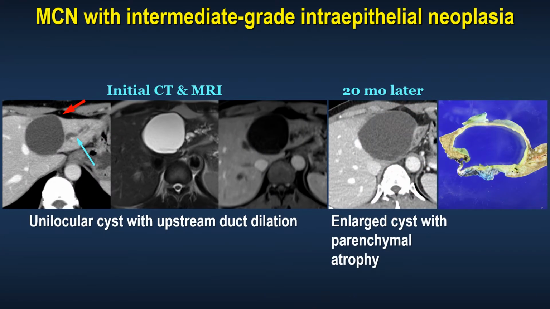In this case, it was difficult to differentiate from simple cyst. In initial CT and MRI, an unilocular cyst is seen with upstream duct dilation. 20 months later, the cyst has enlarged in follow-up CT and is accompanied by parenchymal atrophy. An intermediate-grade MCN was diagnosed by surgery.